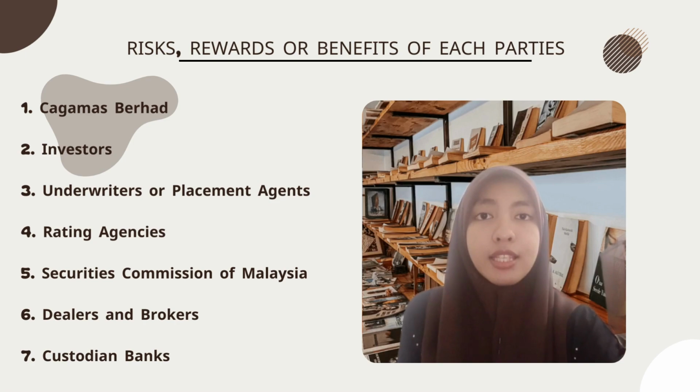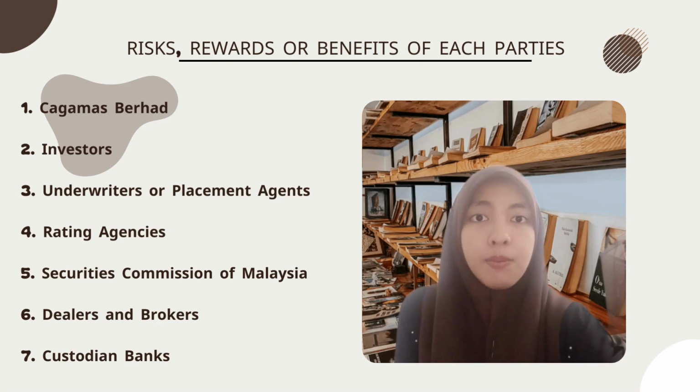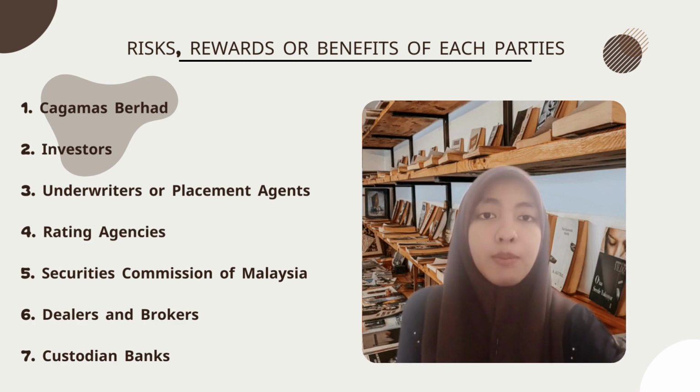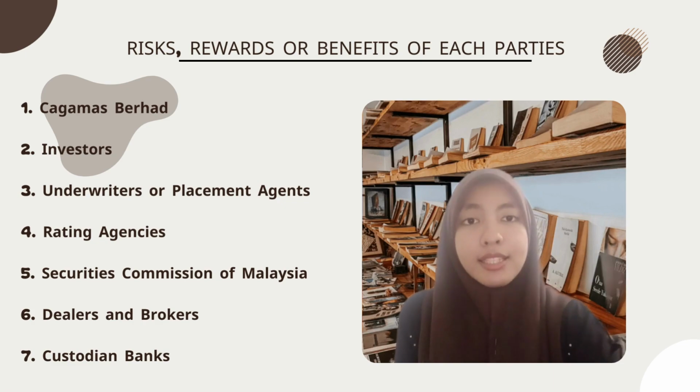Next party is underwriters or placement agents. They get benefits like underwriting fees and strong relationships. Next party is rating agencies. They get benefits like reputation and credibility, and also market recognition. The fifth party is the Securities Commission of Malaysia. They get market stability, and dealers and brokers get brokerage fees and increased trading activity. And the last one is custodian banks. They get benefits like custodial fees.